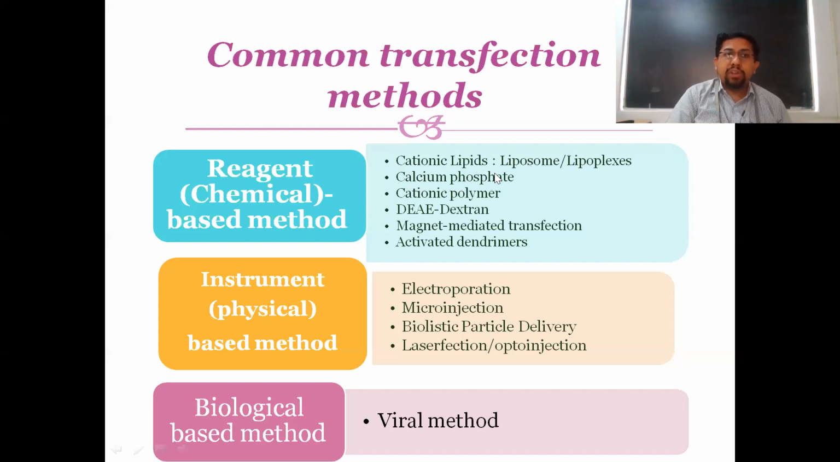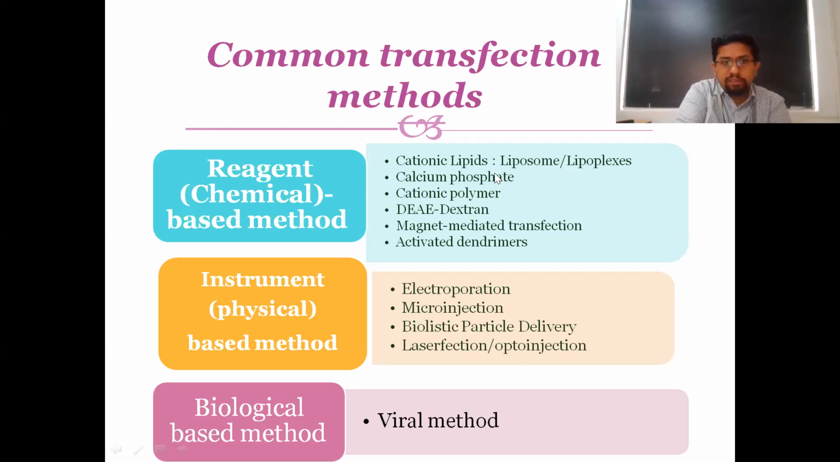You can have different cationic polymers. Cationic polymers are positively charged polymers which will start interacting stably with your DNA molecule and help it to enter the cells. And DEAE dextran, diethylaminoethyl dextran, that is also quite cationic in nature.